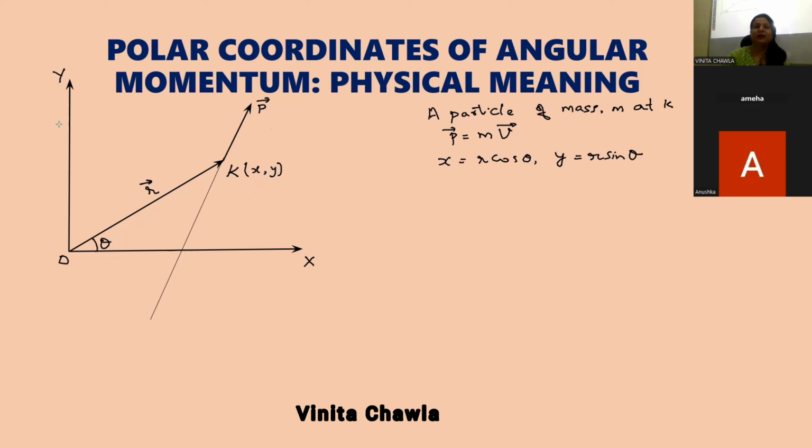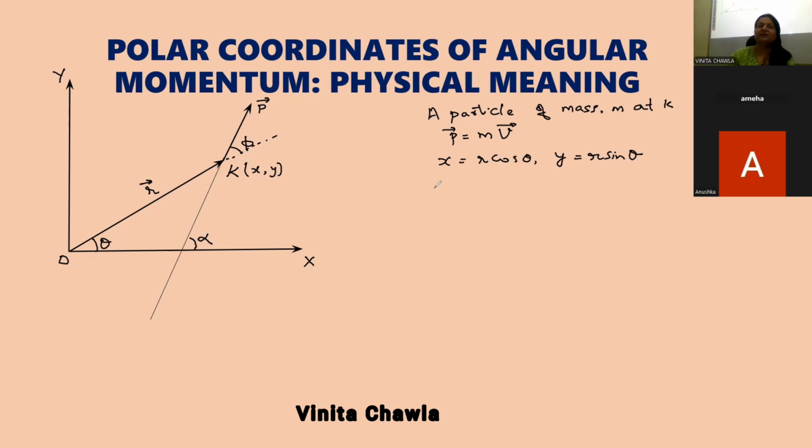This line is the line of action of P. And this line of action of P makes an angle phi with the position vector. This is the direction of the position vector, right? And this is the direction of momentum. So this line of action of P makes an angle phi with the position vector, and it makes an angle alpha with the x-axis. Okay, is this clear?